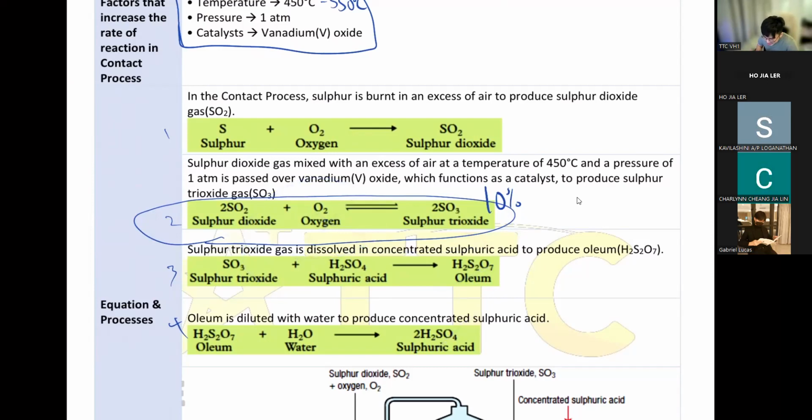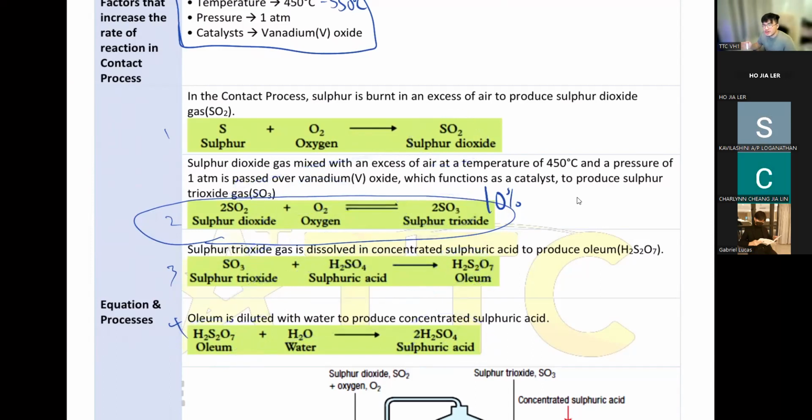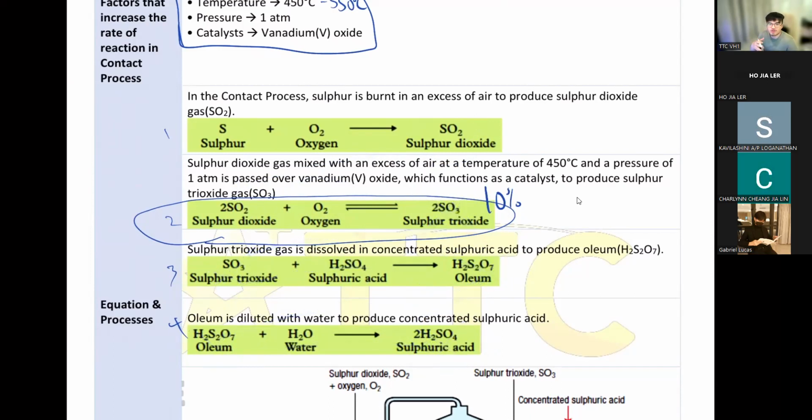Because you see, step 1, I get sulfur dioxide. I use sulfur dioxide to make sulfur trioxide. I use sulfur trioxide to make oleum. I use oleum to make sulfuric acid. So it's like a chain reaction. If I break in the middle, I don't get sulfur trioxide. No sulfur trioxide, no oleum, no sulfuric acid. So my industry will not work. So I need a lot of this. So to make sure I get a lot of this, I need this reaction to be stable.